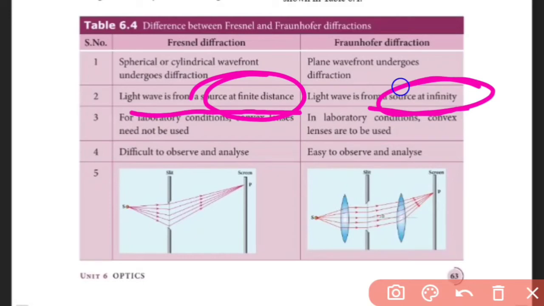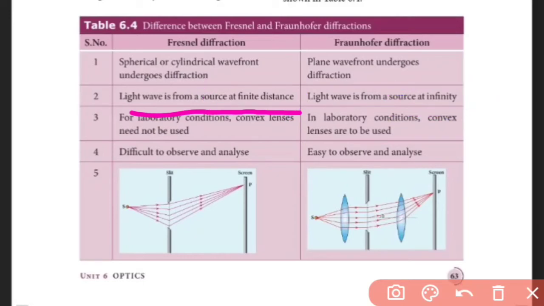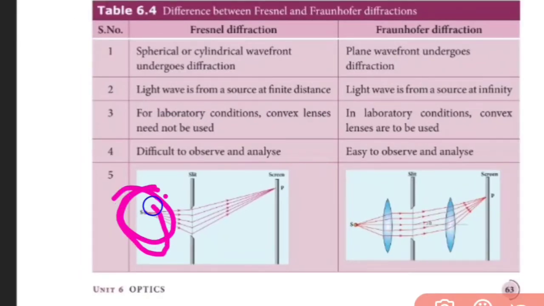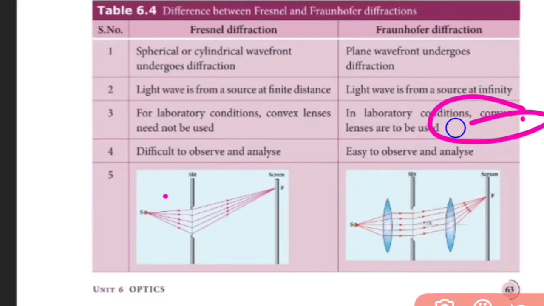The next one is that for laboratory conditions, a convex lens need not be used in Fresnel diffraction, because the source is very near, so we do not need a lens to converge the light. But in Fraunhofer diffraction, in laboratory conditions, when doing experiments, we will be using a convex lens.